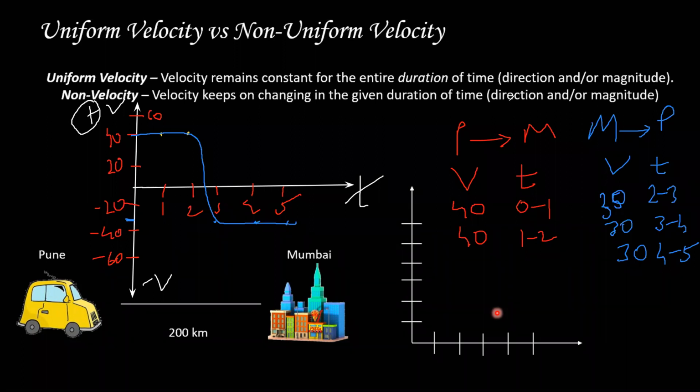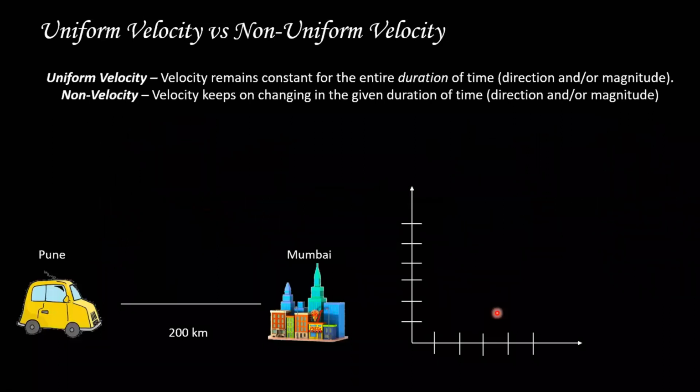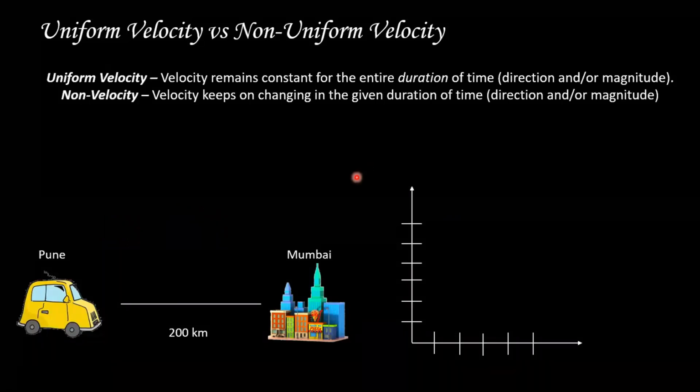So folks, basically what it means is, if you look over here, 40 is constant, right? 40 is constant. And if you look over here, 30 is constant. But if you combine them both, and if you look at the total velocity, then you say that it is non-uniform. Understand? Because the direction has changed. So for velocity, direction and magnitude both are important. Okay. So this is what uniform velocity and non-uniform velocity mean.